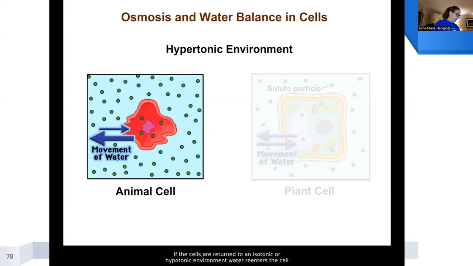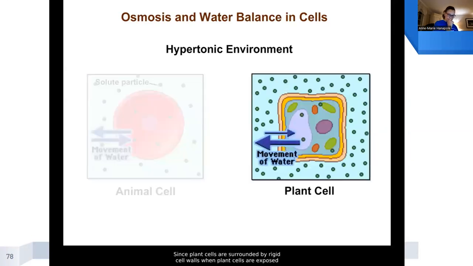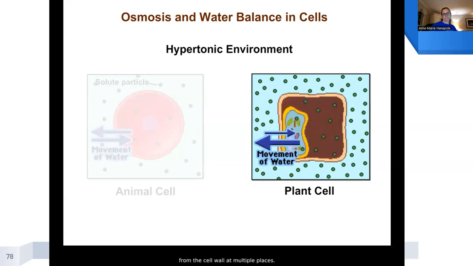Water re-enters the cell and normal functioning is restored. Since plant cells are surrounded by rigid cell walls, when plant cells are exposed to a hypertonic environment, water runs out of the cell and the plant's membrane pulls away from the cell wall in multiple places. Osmosis can cause the plant to wilt and eventually die.